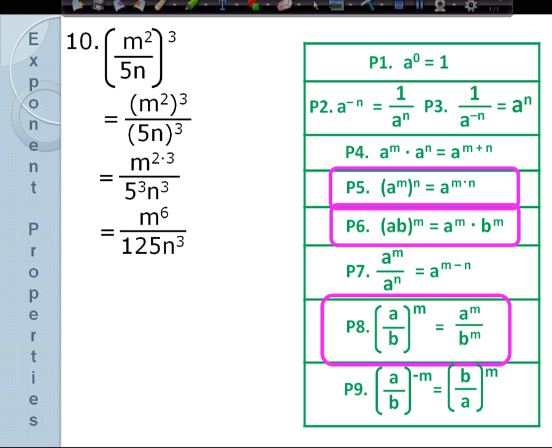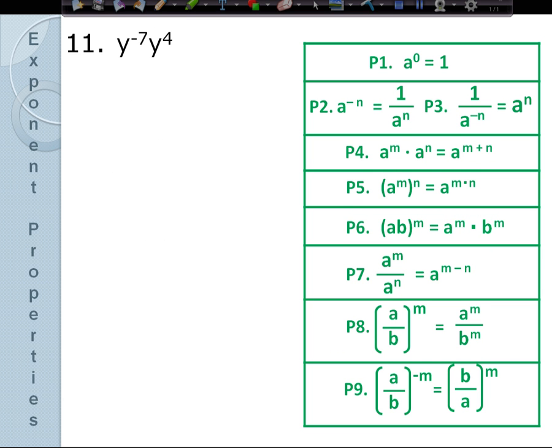When I multiply my 2 and my 3, I get m to the 6th. And when I take 5 to the third power, it gives me 125. And then n to the 3 stays the same. So I have m to the 6 over 125 n to the third. And that's my final answer. Get this one down before you move on.